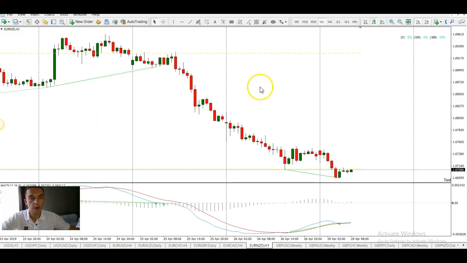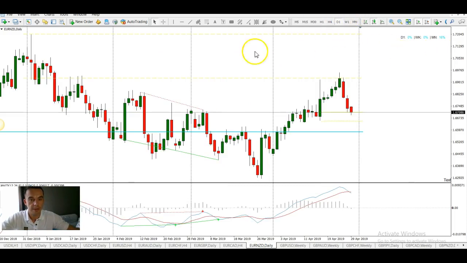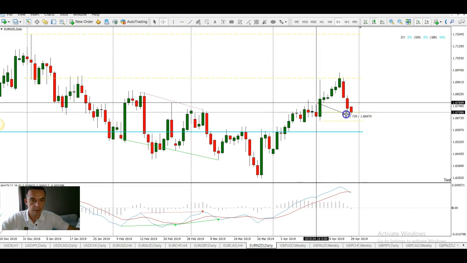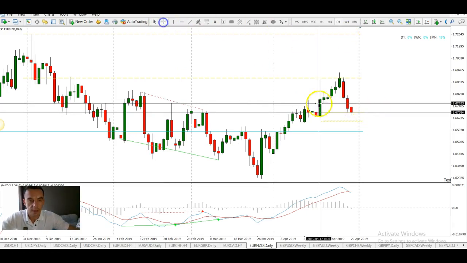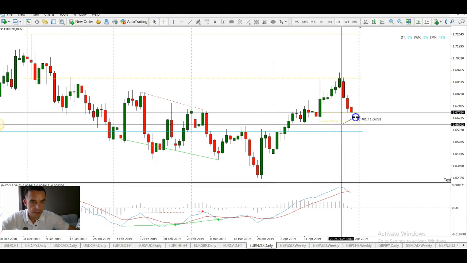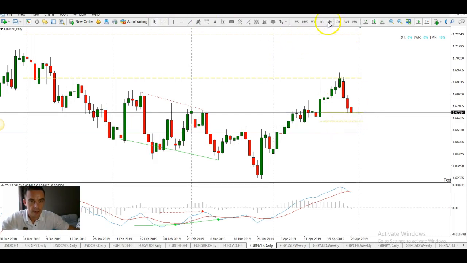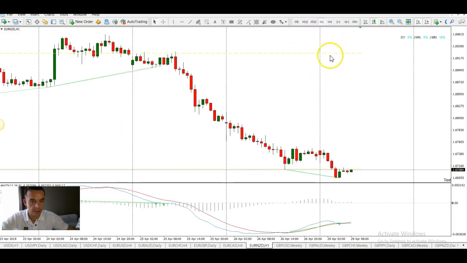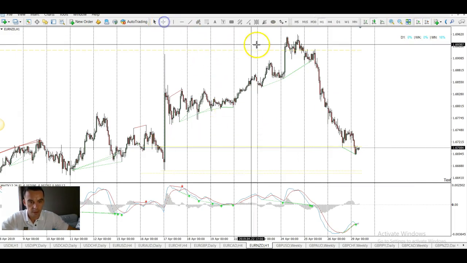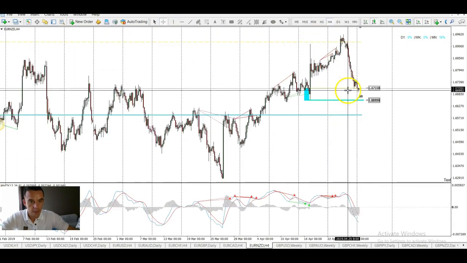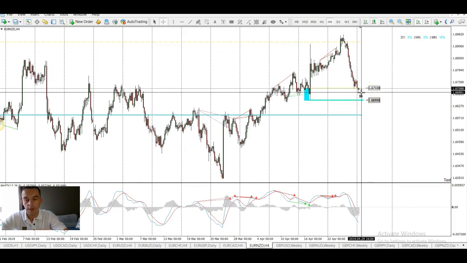So I'll do that live. And the first easy target's going to be here. So you've got a 70 pip take profit. It's already moved, so I'm just going to zoom in and see if I can get under this low here. Okay, so buy that.